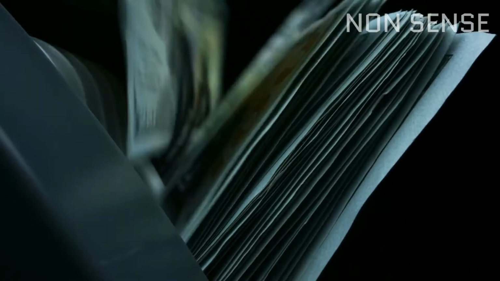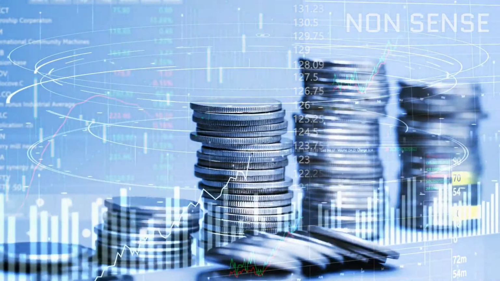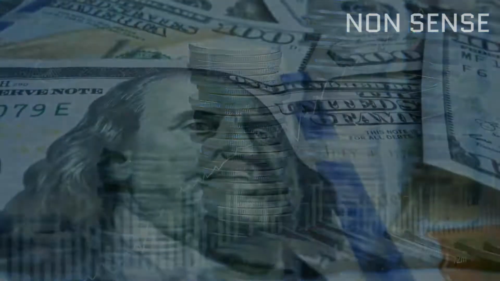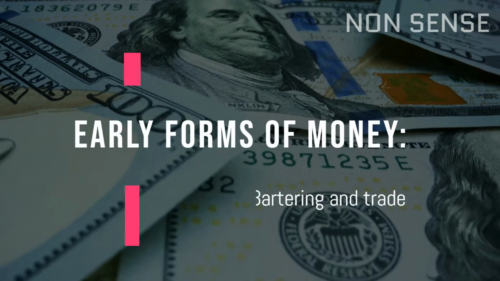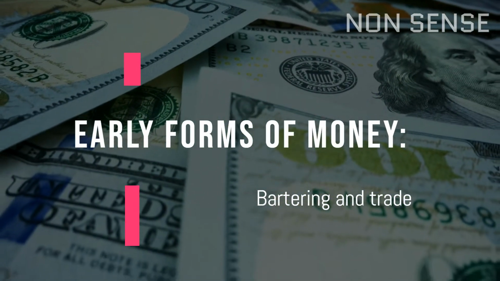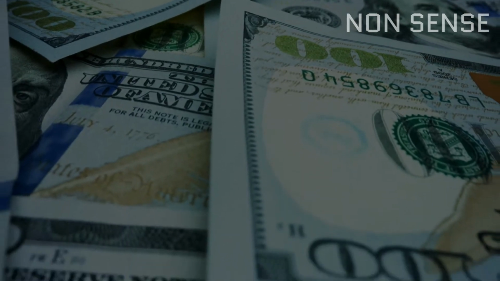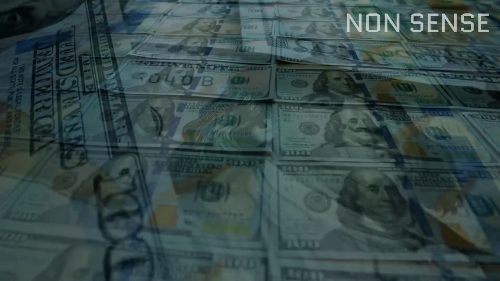It evolved from earlier systems of trade based on commodities like sheep or grain, which were difficult to transport and often subject to theft. Early forms of money: bartering and trade. Bartering and trade were some of the earliest forms of money. Money is anything that is accepted as a means of exchange.